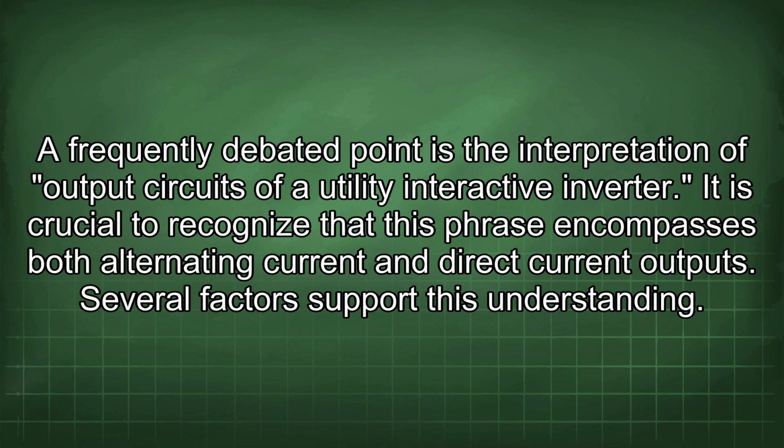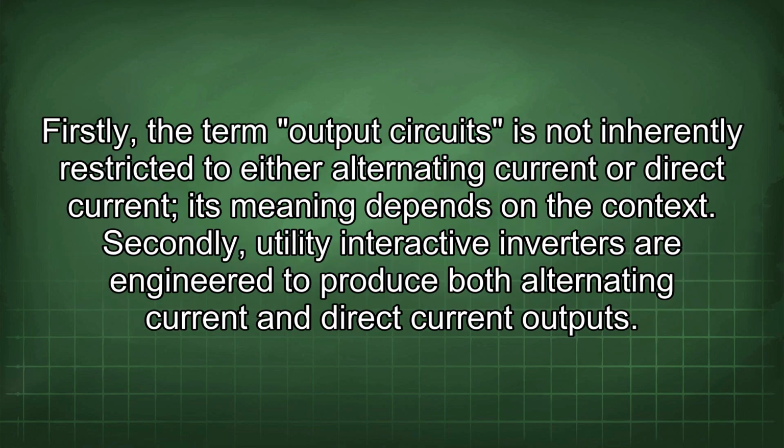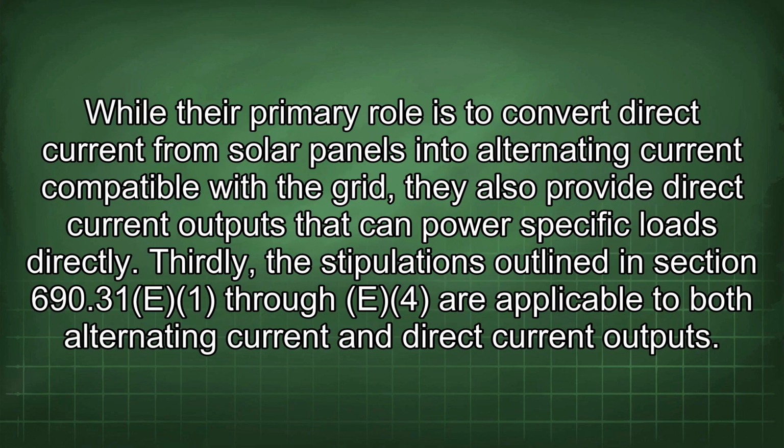Several factors support this understanding. Firstly, the term output circuits is not inherently restricted to either alternating current or direct current. Its meaning depends on the context. Secondly, utility interactive inverters are engineered to produce both alternating current and direct current outputs. While their primary role is to convert direct current from solar panels into alternating current compatible with the grid, they also provide direct current outputs that can power specific loads directly.